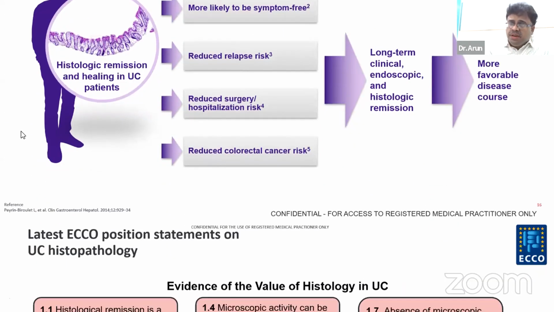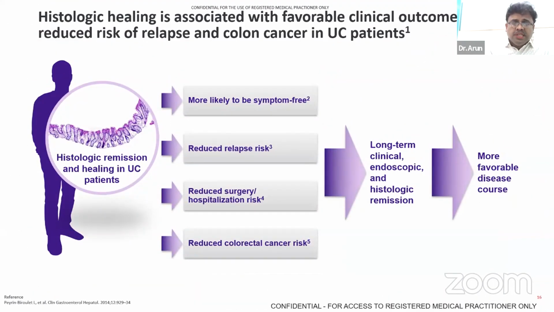And regarding histological healing, it is associated with favorable clinical outcomes and the reduction of risk of relapse as well as colon cancer in UC patients. So most important is histological healing and remission: patients are more likely to be symptom-free, with reduced relapse risk, reduced rate of hospitalization, and reduced colorectal cancer in most patients, and long-term clinical, endoscopic, and histological remission needs to be maintained, which will favor a significant disease improvement.